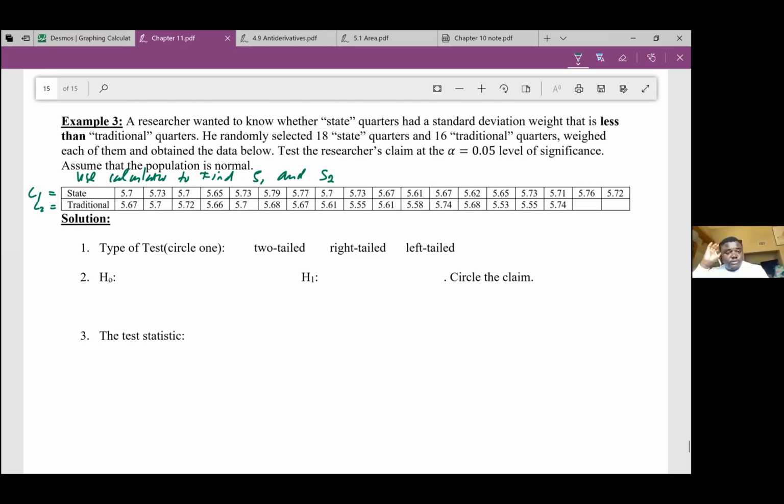Professor, I have a question. Yes, Victor. Do we calculate the data together or do we calculate them individually? Individually. You put them into two lists and you calculate the standard deviation for each list.